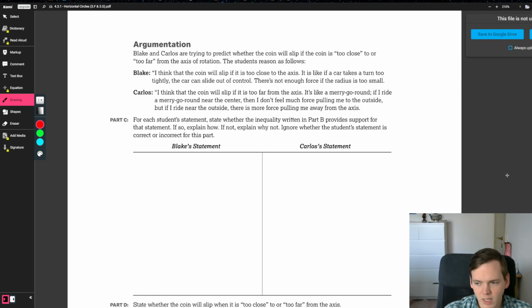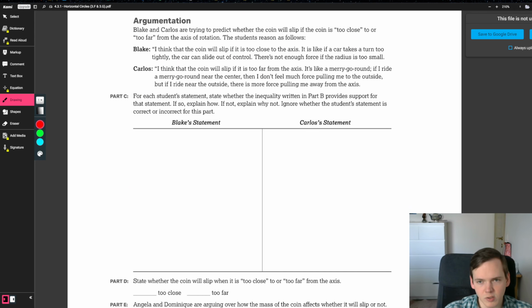Okay, so now we've got two people. Blake and Carlos are trying to predict whether the coin will slip if it is too close or too far. And here's their reasoning. Blake says, I think the coin will slip if it's too close. If the car takes a turn too tightly, the car can slide out of control. There's not enough force if the radius is too small. Carlos says he thinks it'll slip if it's too far. If you ride on the merry-go-round near the center, you don't feel much force. If you ride near the outside, you feel more force pulling you away.